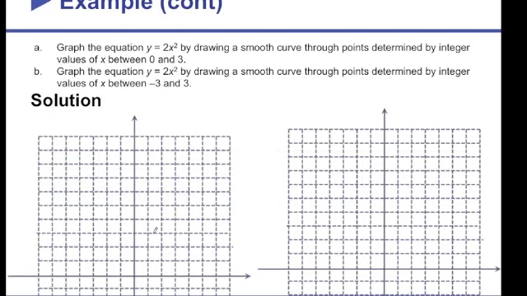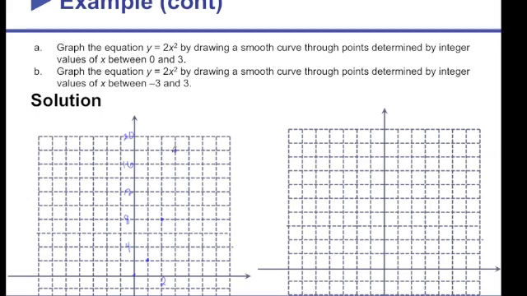Now we're going to go ahead and plot these points. We need to number the axis. The x-axis we can number 1, 2, 3, 4. The y-axis, we don't have quite enough room, so I'm going to number by 2s. So 2, 4, 6, 8, 10, 12, 14, 16, 18, 20. So we have the point 0, 0, the point 1, 2, the point 2, 8, and the point 3, 18.